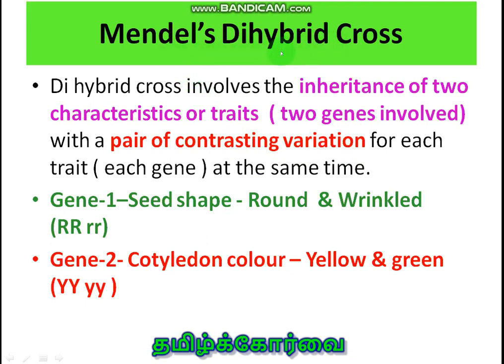Mendel's dihybrid cross. What is a dihybrid cross? Dihybrid means studying two characters or traits simultaneously. Seed shape is one trait, cotyledon color is another trait. These two are not contrasting. Many of you think these are contrasting characters. No. Within seed shape there are two variations, round and wrinkled. These are the contrasting variations. In the same way, yellow and green are the contrasting variations within the cotyledon color. So here two genes are involved. That is the reason why we call it a dihybrid cross.